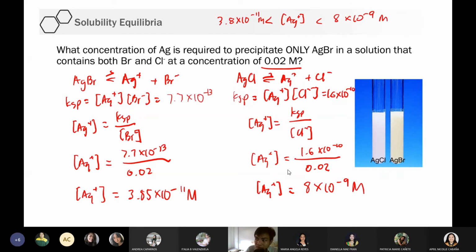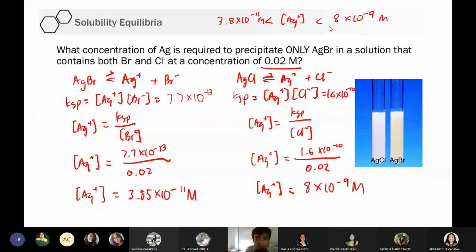Kasi kapag ito lumagpas, kapag yung concentration ng Ag lumagpas ka dito, mabubuo na rin itong AgCl. Okay? So again, if you want to precipitate only the AgBr, not the AgCl, the concentration of Ag must be within this range. It should be greater than this, but less than this. If the concentration of Ag is greater than this, then mapo-form yung AgBr precipitate. Pero, kapag lumagpas ka dito, yung AgCl mabubuo din. So, kung gusto mo, huwag ka lumagpas doon.